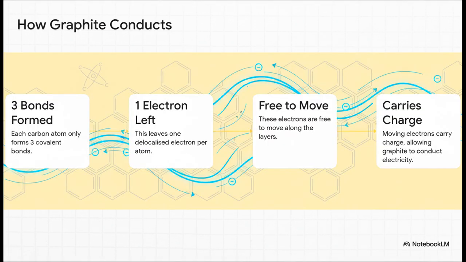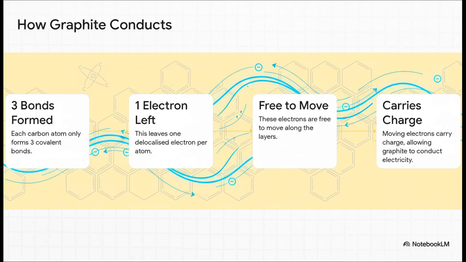And this explains what happened to that spare 4th electron. It becomes delocalized. Now that's a key exam term. You'll want to write that one down. It means the electron isn't tied to any single atom anymore. It's free to move all along the layers.